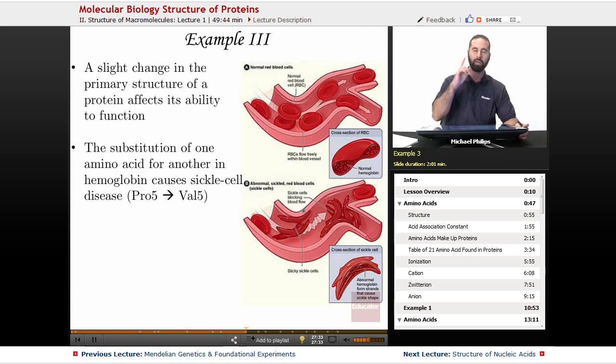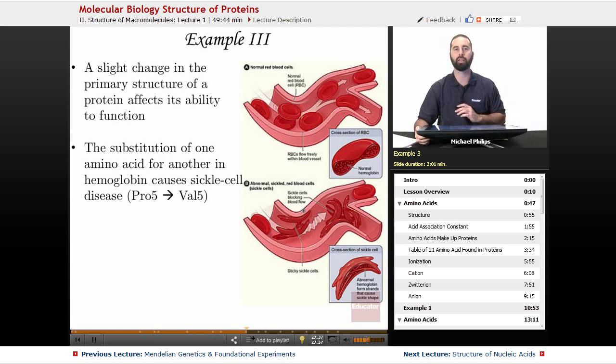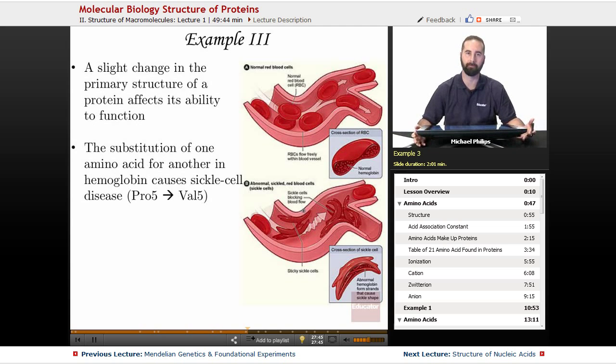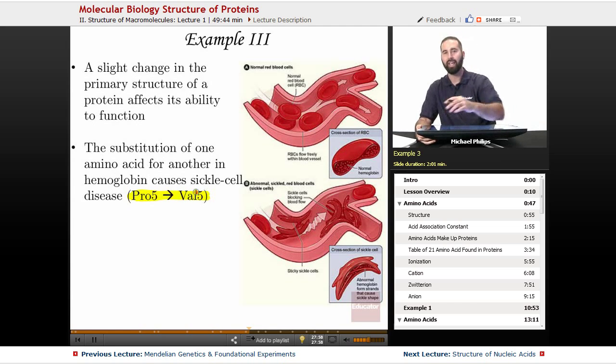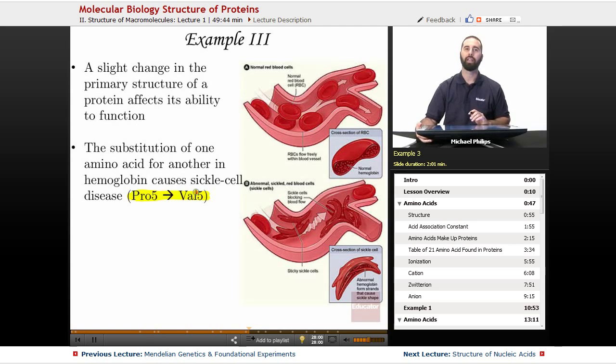Now, it's very important that even a slight change in the primary structure of a protein will affect its ability to function. An example of this is found in sickle cell trait. The substitution of one amino acid for another in hemoglobin causes sickle cell disease. It's a single difference in the fifth amino acid, changed from a proline to a valine.